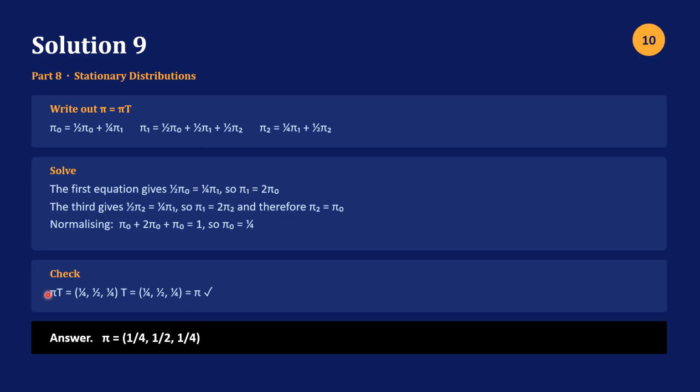You can double check by multiplying this times T, which I'm showing here, and you should get the same row vector, which we do. And just a reminder of what this means. In the long run, you spend roughly 1/4 of the time in state 0, 1/2 of the time in state 1, and 1/4 of the time in state 2.